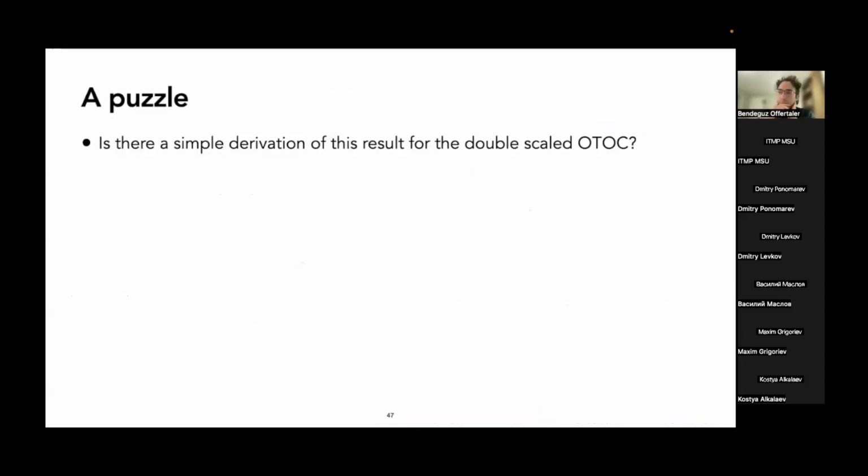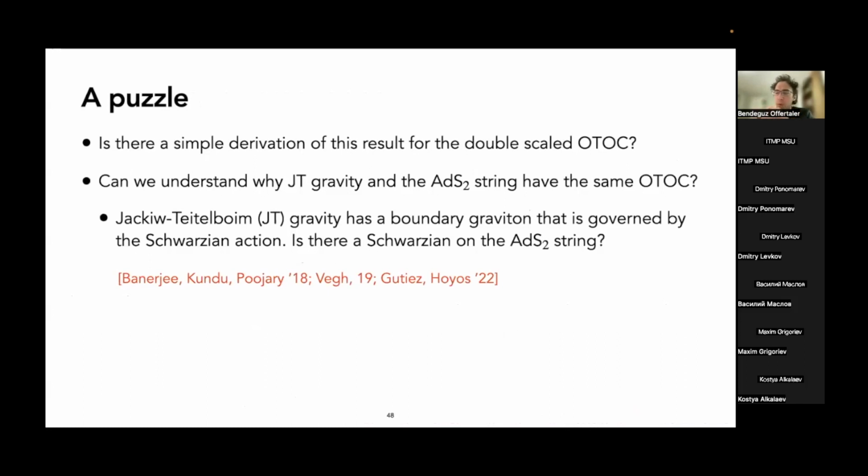Okay, so the puzzle that we set out to understand better was whether there was a simple derivation of this result for the double-scaled OTOC. In addition, we want to understand better why JT gravity and the AdS2 string had the same OTOC. Famously, JT gravity has a boundary mode that is governed by the Schwarzian action. It seemed natural to ask whether there was some sort of Schwarzian action for the string that was responsible for this coincidence. And indeed, a number of papers have explored this possibility.